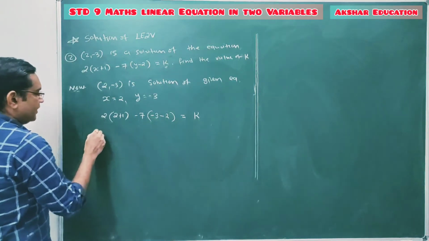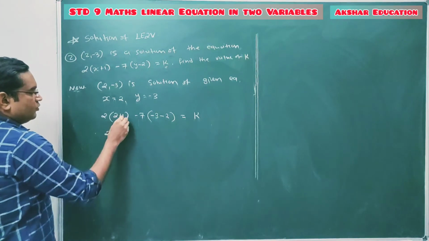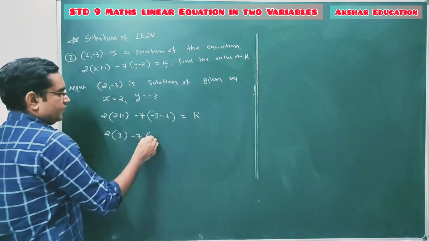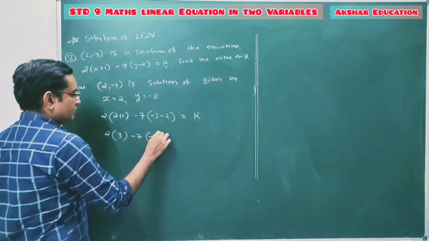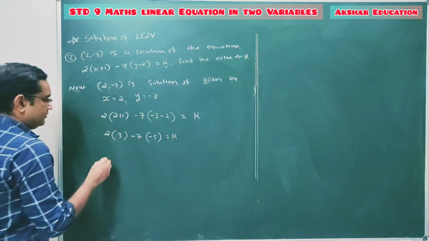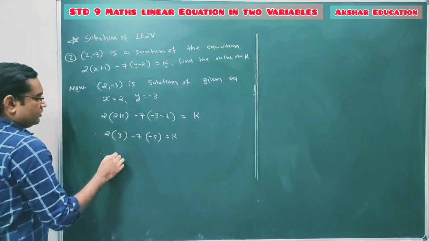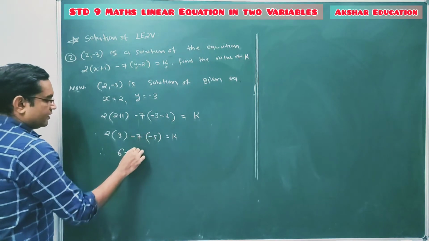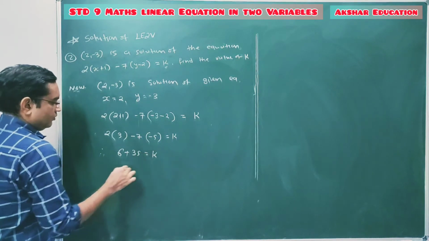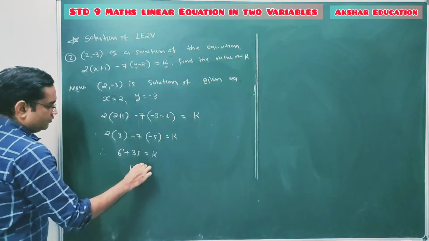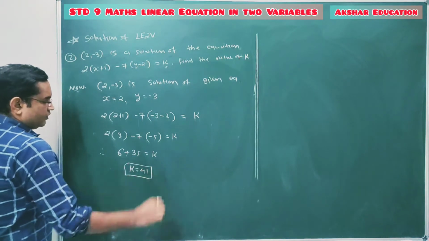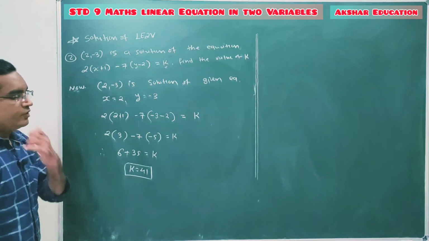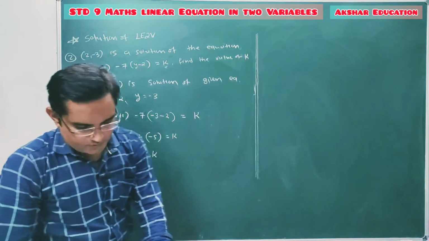So now simplify it. So it's 2 into (2 plus 1), 3, minus 7 into (minus 3 minus 2), minus 5, equal to k. Therefore this is 3 twos are 6, plus, minus minus plus, 7 fives are 35, equal to k. So we are getting k equal to 41. So value of this unknown k is 41. Clear, students? So this is how you can find the value of unknown by using the solution.